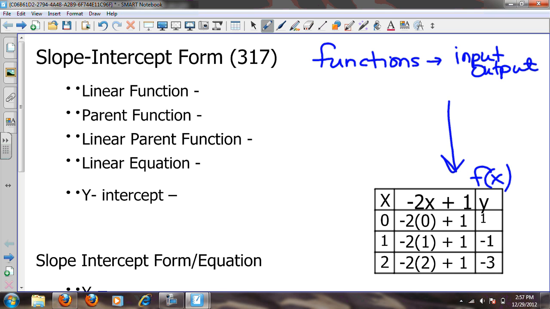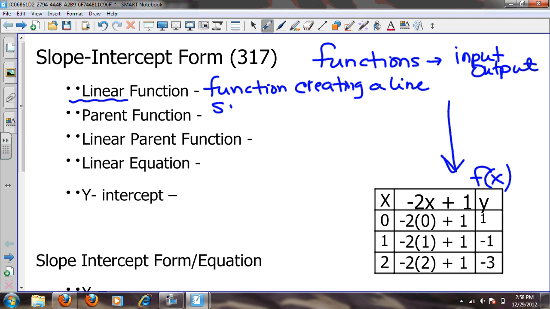But a linear function, look at the word linear. What word comes from linear? Line. So it is a function that will create a line. And many of our lines come from direct variations. We're not going to get into that, but for those of you who are in Circle K, we talked about direct variations. Parent functions. A parent function is the simplest equation.